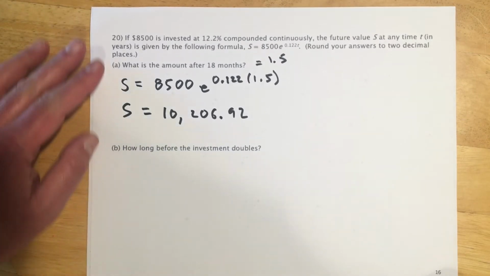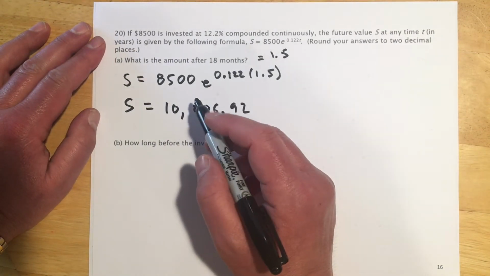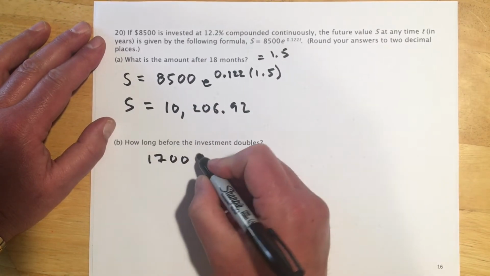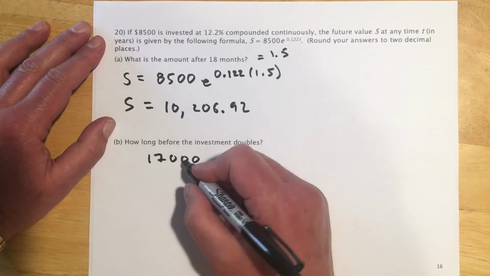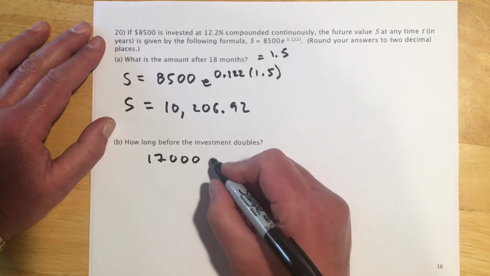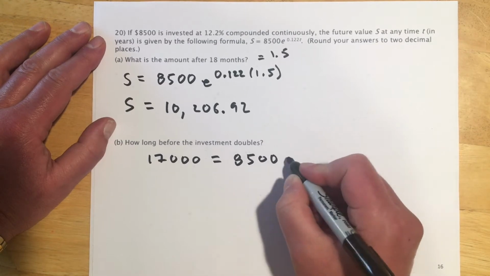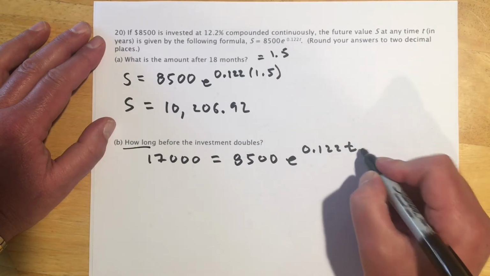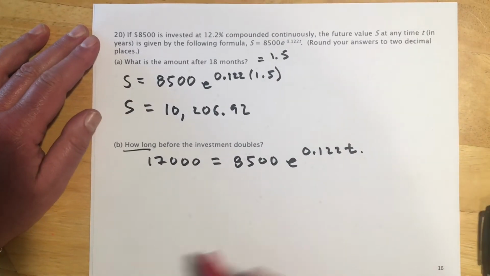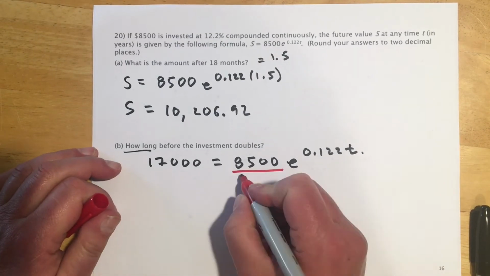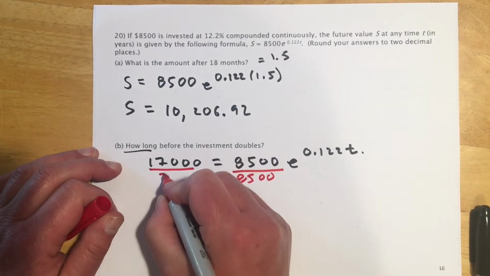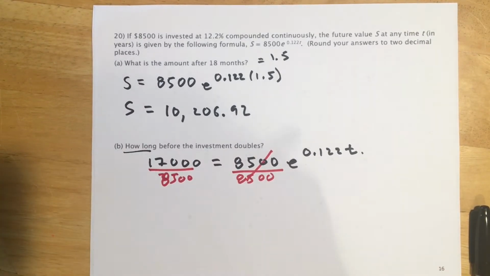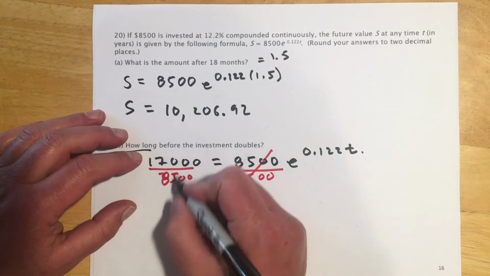And then part B is how long until the investment doubles. So if there is $8,500 in there to start, that means there's going to be $17,000 in there when it doubles. And this time we're looking for how long, so we're looking for time. So first thing I do is divide over the 8,500, and probably you can guess what's going to happen. It's just going to come out to 2. It's because it is doubling. So we could have kind of skipped that step and gone straight to a 2 here, but it makes more sense if you see why.